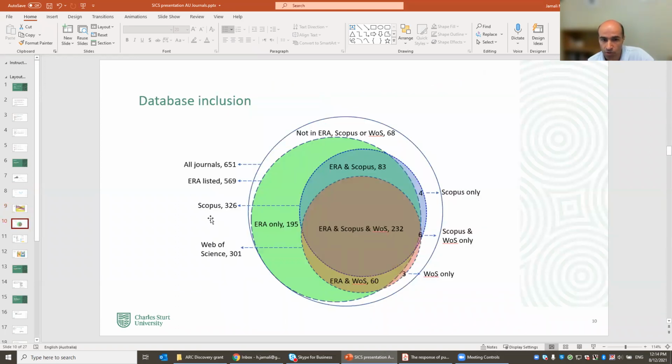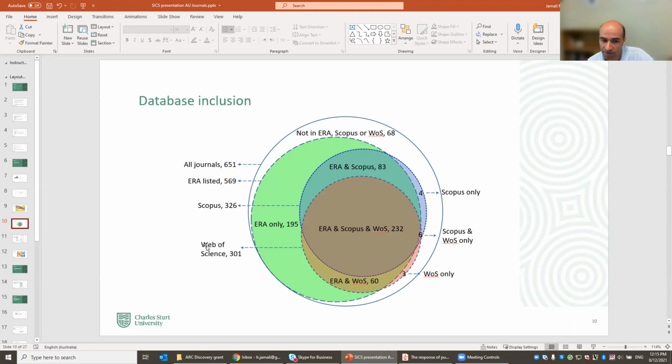In terms of inclusion in databases, you can see that a large number of the journals are listed in the 2018 ERA list. So about 569 out of 650 journals were included in the ERA list, but only about half of them are listed in Scopus. So out of 650, 326 Australian journals are indexed in Scopus, and less than half of them are indexed in Web of Science.